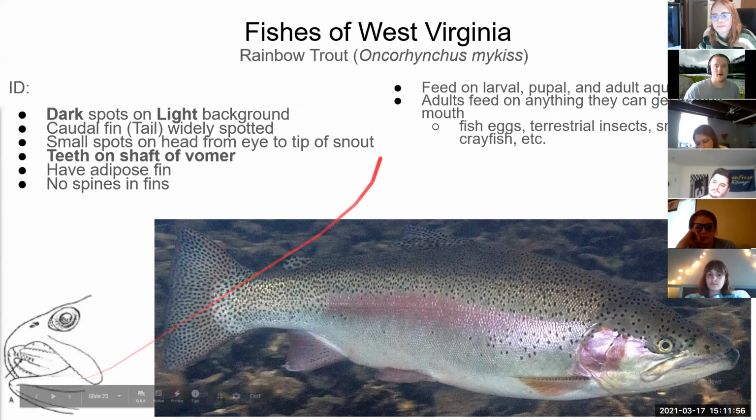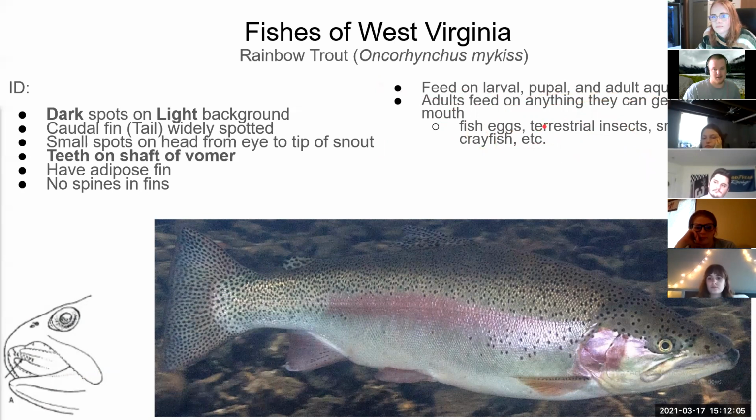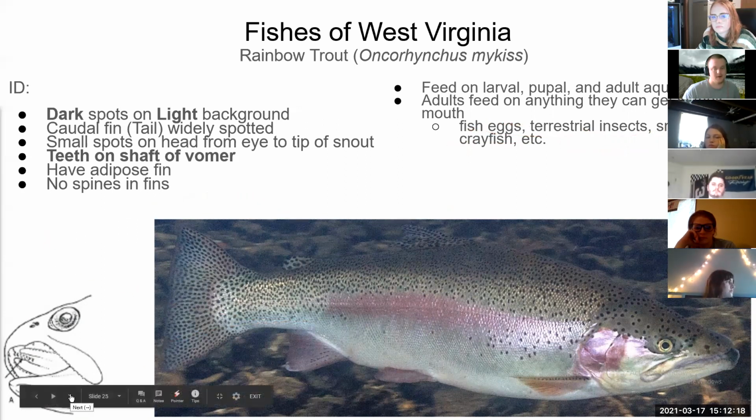Okay. And again, these guys feed primarily on aquatic insects, but the adults will go after anything they can get in their mouth, generally anything that's up to maybe a third of its body length. So also fish eggs, terrestrial insects, but small fish as well, and crayfish on occasion if they can get them.